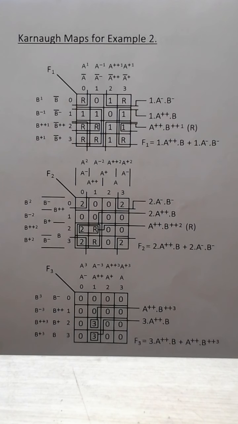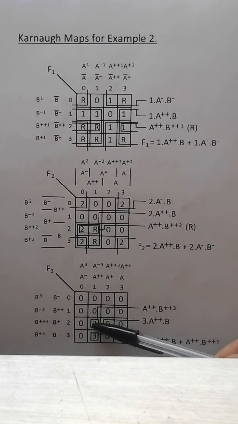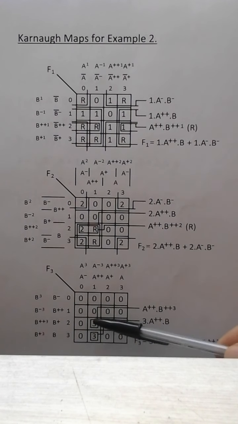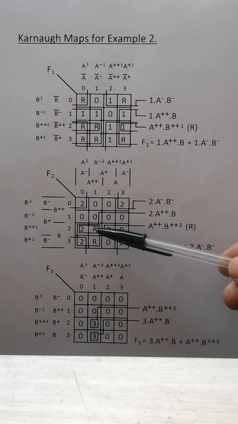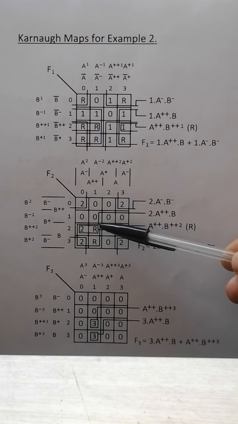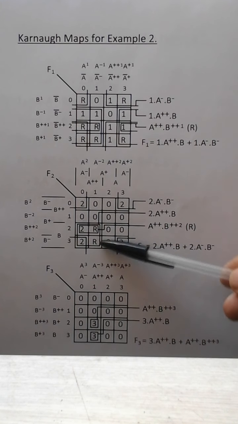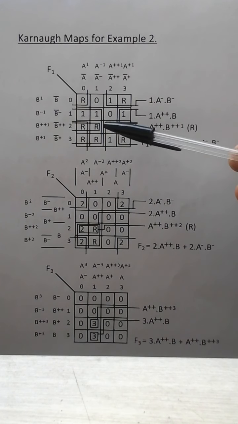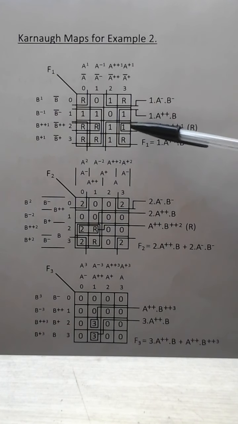Let's use the Karnaugh Maps for example 2. So we'll start with the Karnaugh Map F3 as we did before. This logic state is of 3s and 0s, and this term is A++ min B++ 3. I'm using A++ here because it appears in these two rows here, and here. Is that right? Where have I gone?